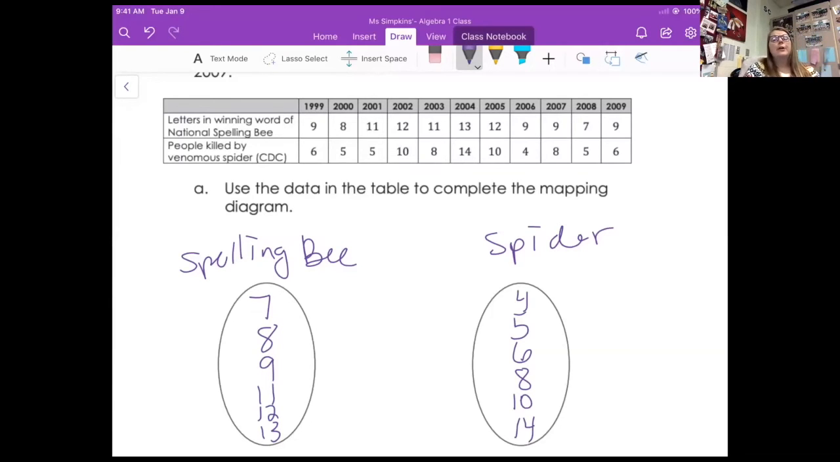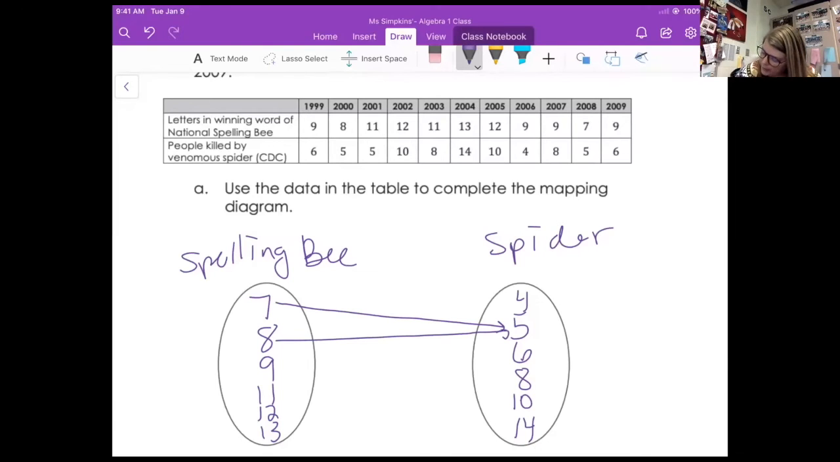So in a mapping diagram, how we show the relationship is we draw lines. So for 7, under spelling bee, what number does that pair with under spider? 5. So we're going to draw a line from 7 to 5. So that shows which year 7-letter word matched 5 people dying by venomous spider. And then there's only 1 7. So what about 8? 8 goes with 5. And there's only one of those.